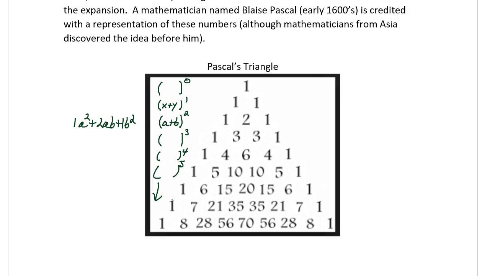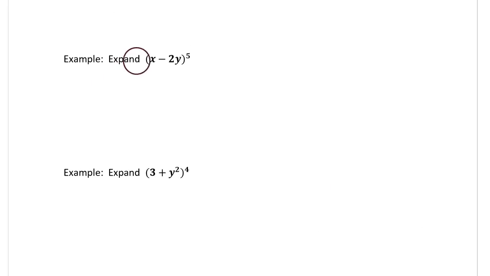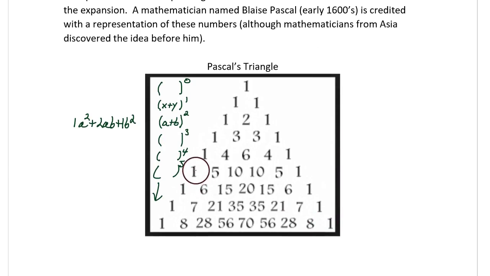Let's use Pascal's triangle along with those other observations that we made about the variables and the exponents to do some examples. First example, expand x minus 2y to the 5th power. We're going to match this up with the basic pattern a minus b to the 5th power. So we can see that instead of a, we're using an x, and instead of b, we're using 2y. When a binomial is raised to the 5th power, using Pascal's triangle, we see that our coefficients are 1, 5, 10, 10, 5, and 1.